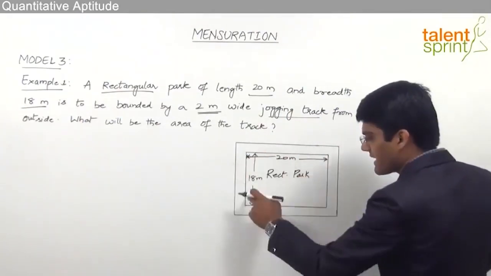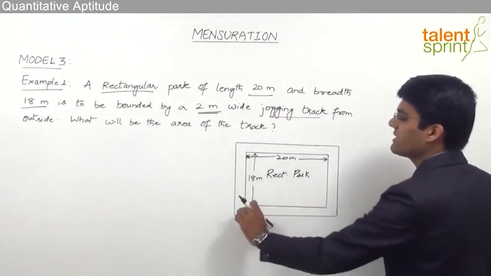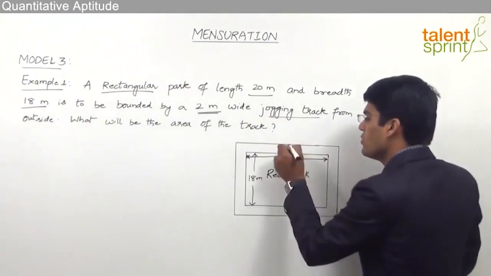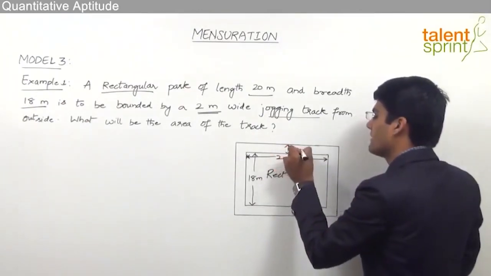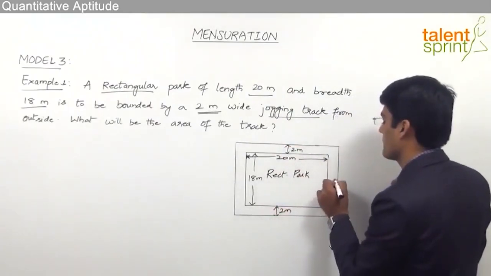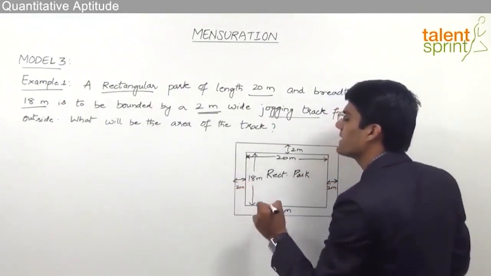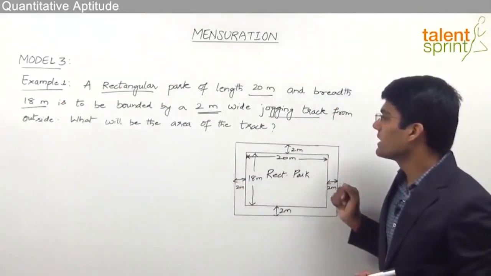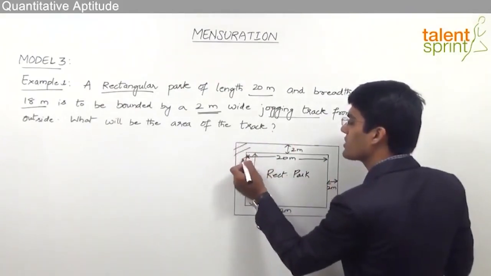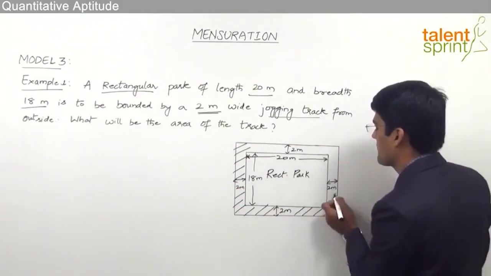Now outside this rectangular park, a jogging track has been constructed. As you can see, the jogging track has been constructed and this track is 2 meter wide. So 2 meters is the width of this track. So at all sides it is 2 meters. So on all the 4 sides we can say that the width of the track is going to be 2 meters. And the question is, what is the area of the track? So we need to find out the shaded portion here. This area has to be calculated.